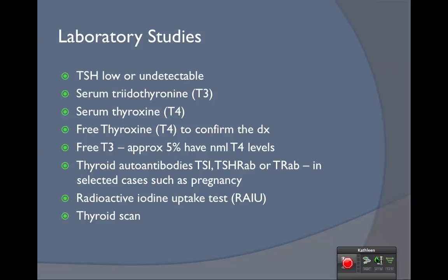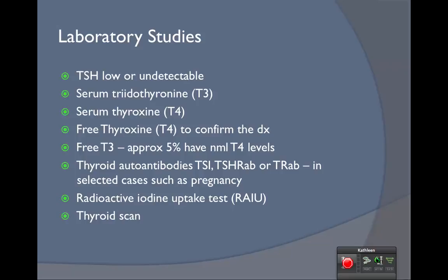Lab values. Normal TSH, euthyroid, is between 0.3 and 4 microunits per liter. Again, with hyperthyroidism, you're going to get a TSH that is low or undetectable. You also want to get T3 and T4. You want to get a free T4. Remember that, a free T4 to confirm the diagnosis. Know that free T4 confirms the diagnosis. Approximately 5% have normal T4 levels, so it's very important to get a free T4.